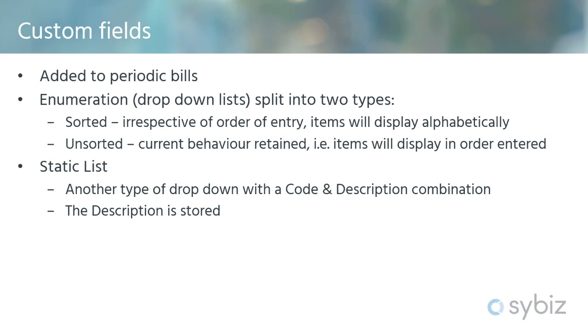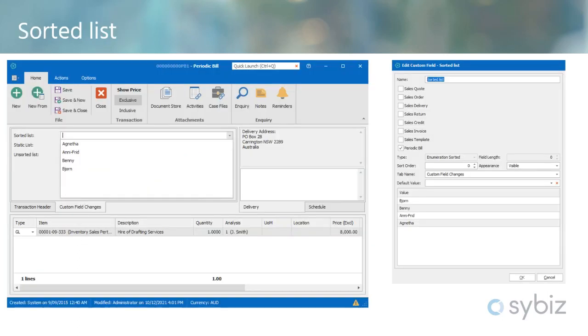and then the description is what is stored in the back end of the database. So for the sorted list, I'm just using the members of ABBA here, where they've been entered in the back end in reverse alphabetical order, but when we go to select it in the transaction, we get them in alphabetical order.